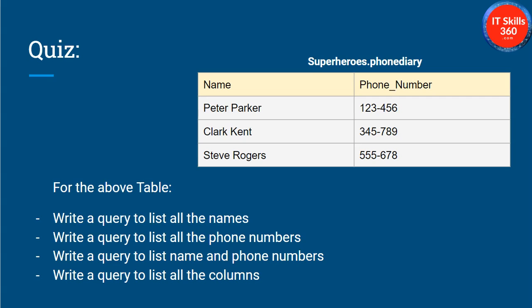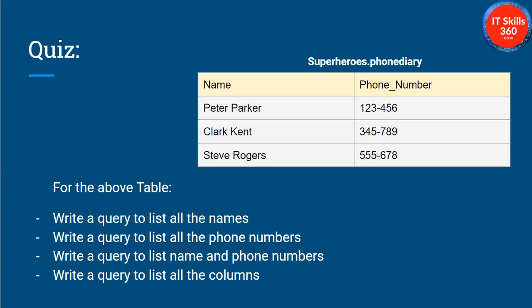All right, so after this I just want to give you a very simple but very powerful use of this concept as a quiz. As you can see on the screen, there is a simple table. The schema name or database name I have given is called superheroes, and the table name is phone diary. So superheroes.phone diary, and there are two columns, two fields: name and phone_number.